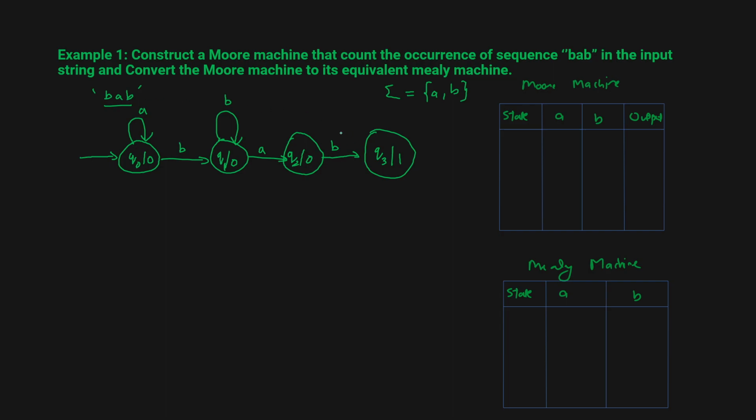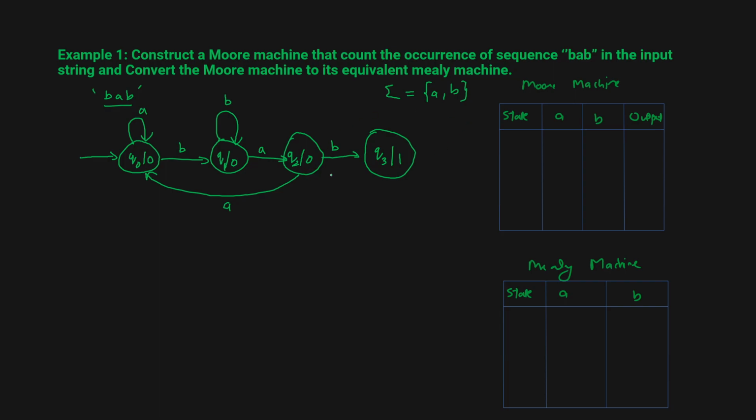Now what about Q2? If you get input A over here, what do you do? If you are in Q2 and you get input A, you go to Q0. Why? Because let's say the string is like BA, and again you get A. Now you need to have BAB again, right? So you have to come back to Q0, and then again you can have BAB.